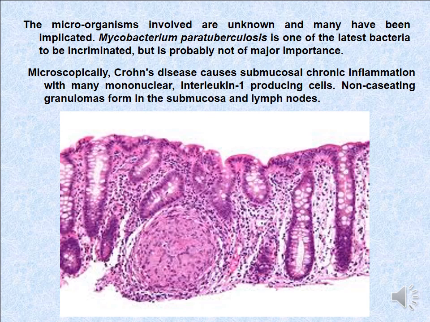The microorganisms involved are unknown and many have been implicated. There is no real pathological factor, but Mycobacterium paratuberculosis is one of the latest bacteria to be implicated, though it is probably not of major importance. Microscopically, Crohn's disease causes chronic inflammation with many mononuclear interleukin-1 producing cells, non-caseating granuloma from the submucosa and lymph nodes, and non-specific ulceration occurs in front.